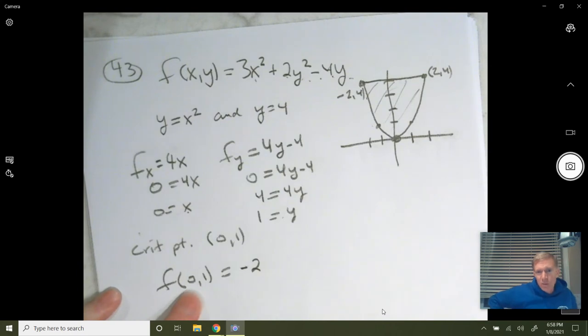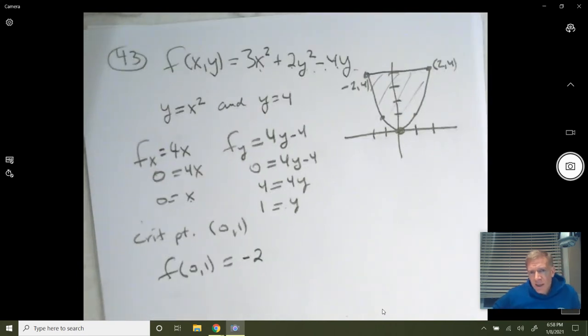Okay. Now, what we could do, we could find that D value, that determinant, and figure out if this is a max, if it's a min, if it's a saddle point. But you don't really have to do that because this question is just asking us to find our absolute max and mins.